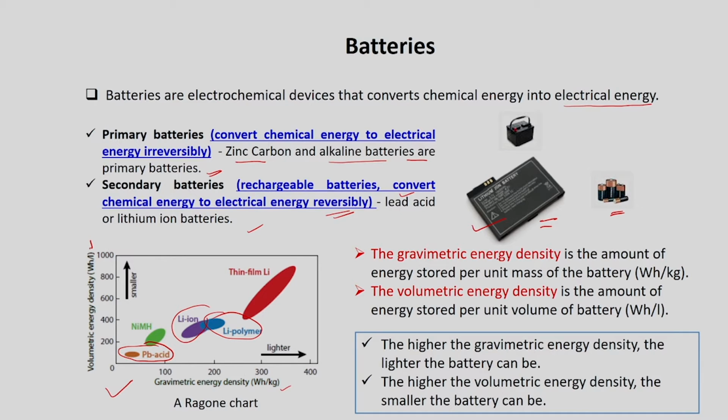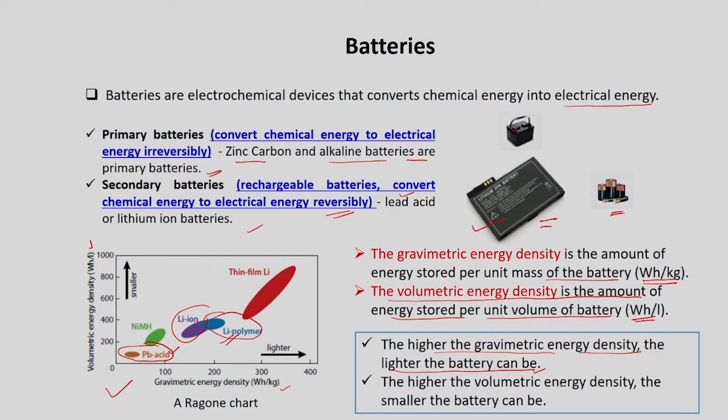Gravimetric energy density is the amount of energy stored per unit mass of the battery. And volumetric energy density is the amount of energy stored per unit volume of the battery. Already we have defined those units. And as you can see, if volumetric efficiency increases, what does it mean? Higher the volumetric energy density, the lighter the battery can be. That is why lithium ion and lithium polymer batteries are lighter than lead acid batteries.